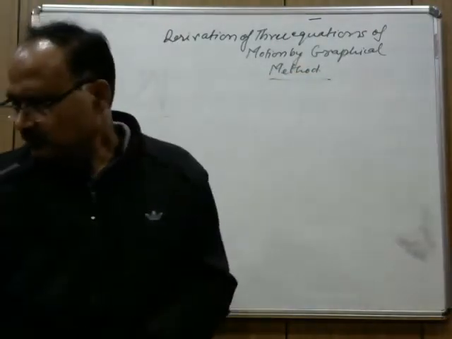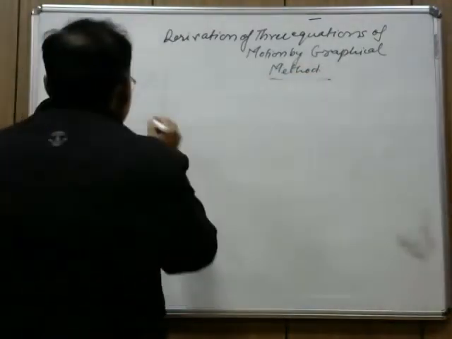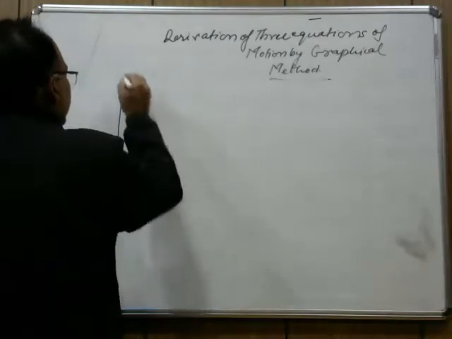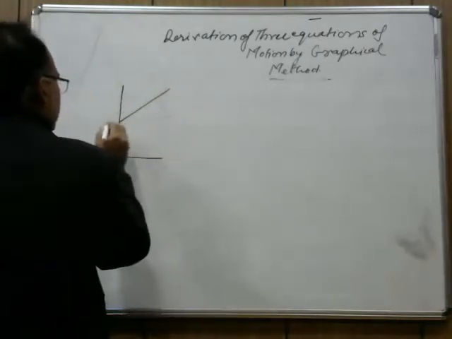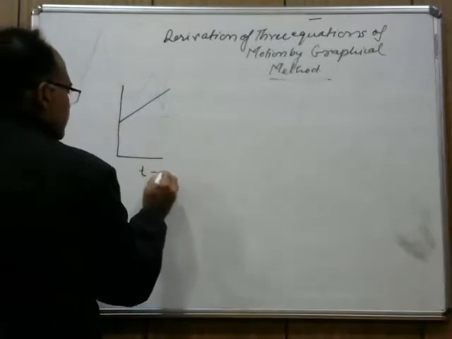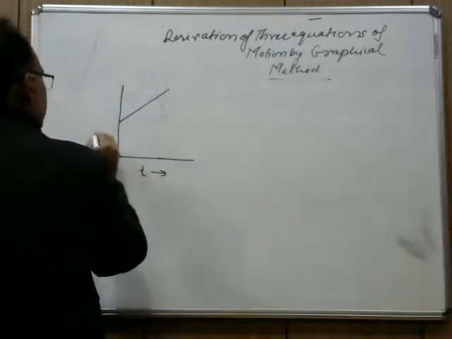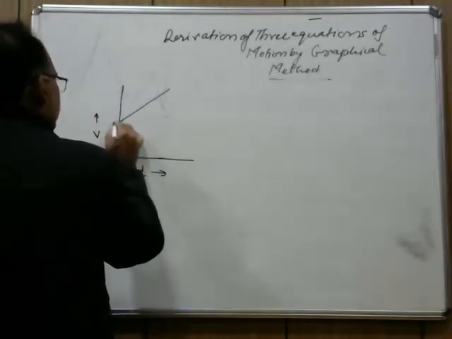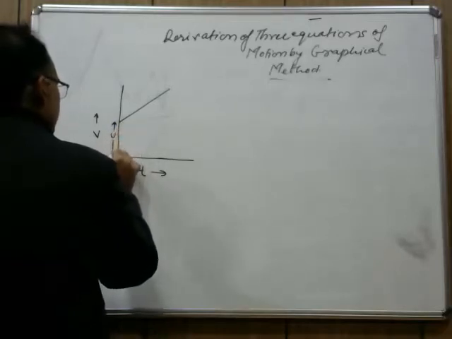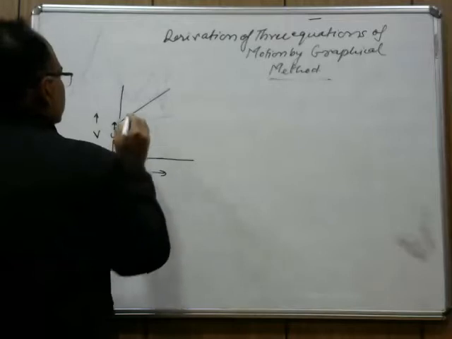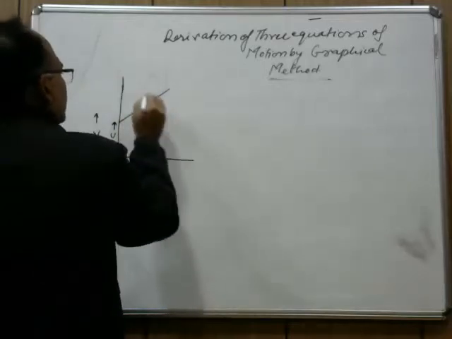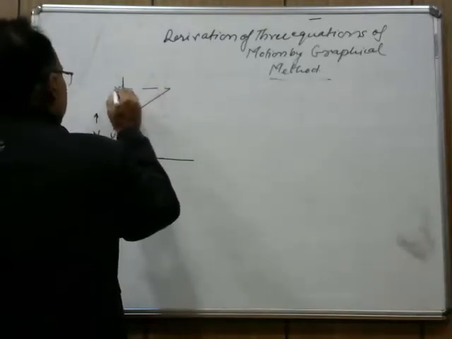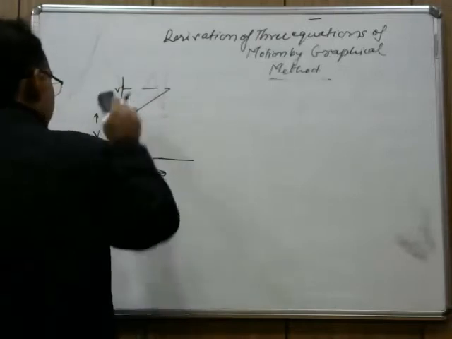Now, for deriving these equations, the diagram is the same. I am making one diagram. This is the time axis. This is the velocity axis. Velocity at this point is u. This is the origin. Velocity at this point is v. That is, up to this point we can mark v.